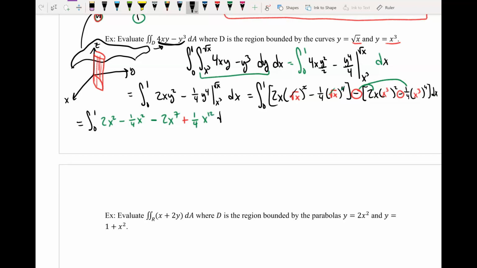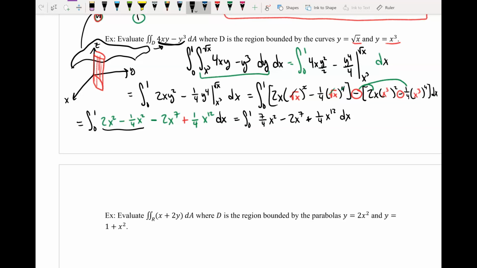I had to do this really carefully or else I'm really going to mess this up. Okay, that looks pretty good. I'm going to combine these two guys. This can be 8 over 4, which is going to give me 7 over 4. So I'm going to get the integral from 0 to 1 of 7 over 4 x squared minus 2x to the 7th plus 1/4 x to the 12th dx. All right.